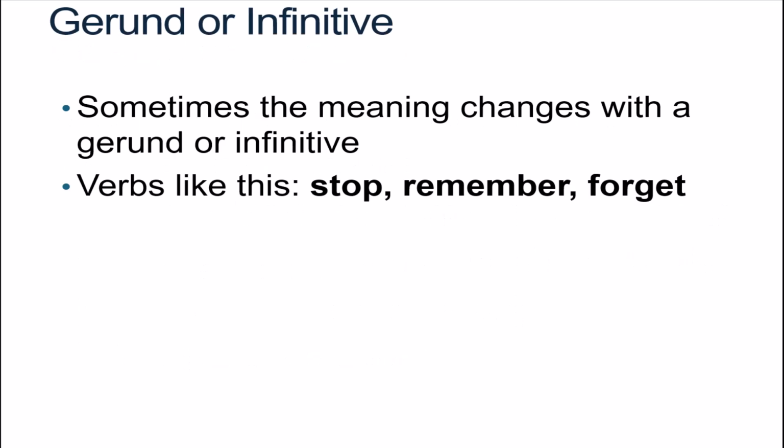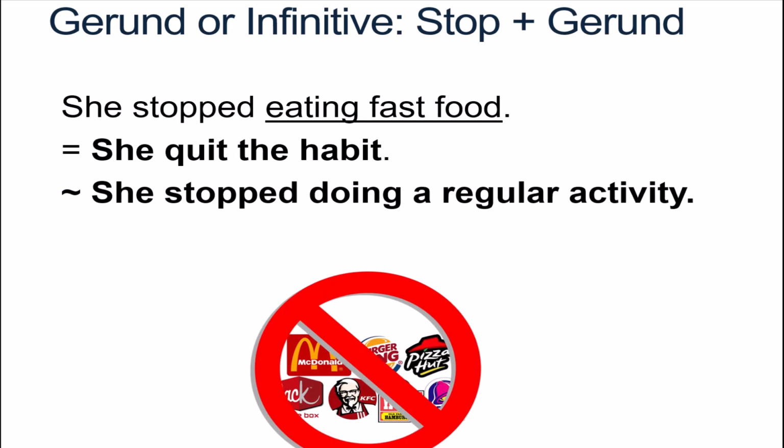Sometimes the meaning changes with a gerund or infinitive. There are some verbs like this. For example, stop, remember, and forget. Here's an example. She stopped eating fast food. When we use the gerund after the verb stop, we mean to quit a habit, to stop doing something.